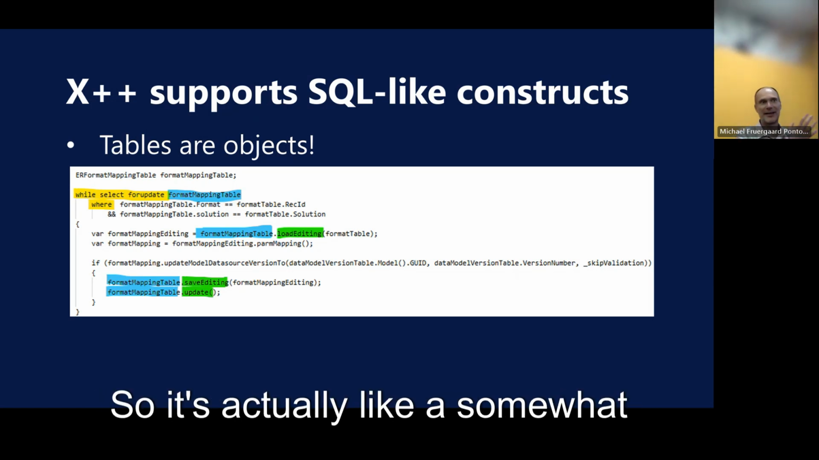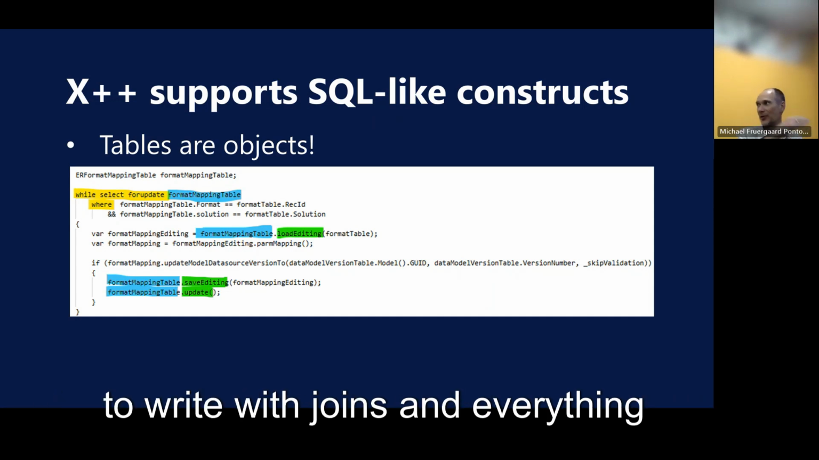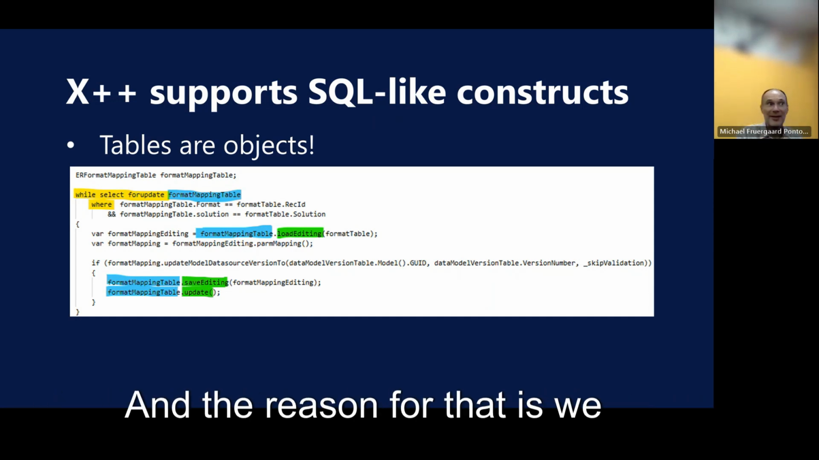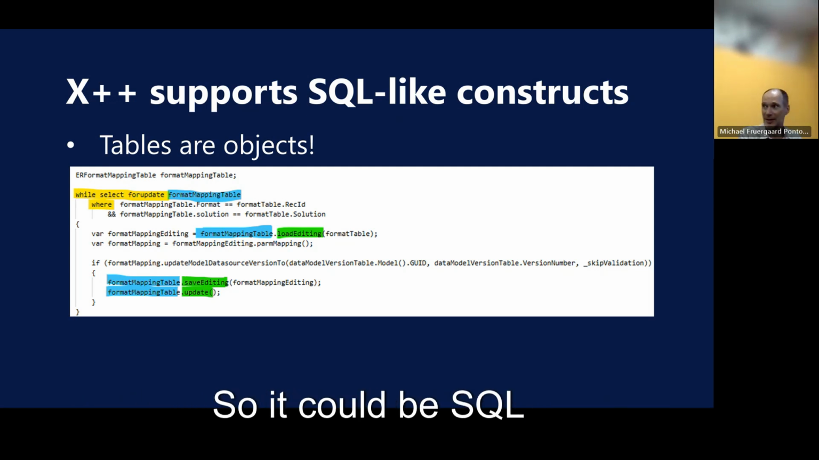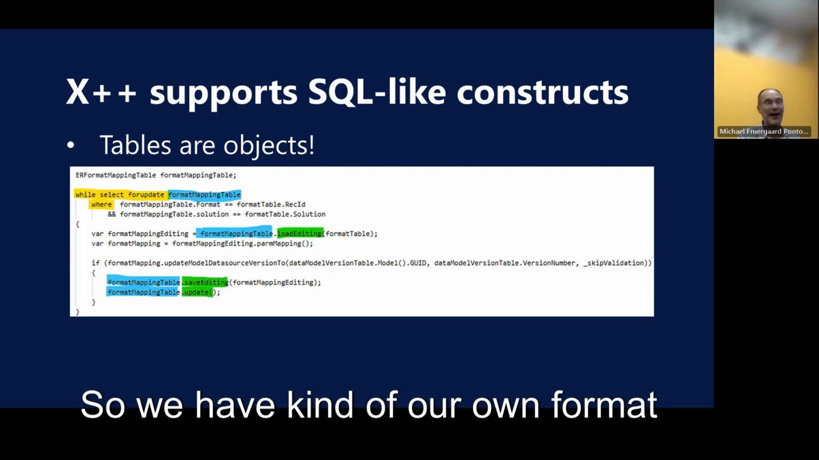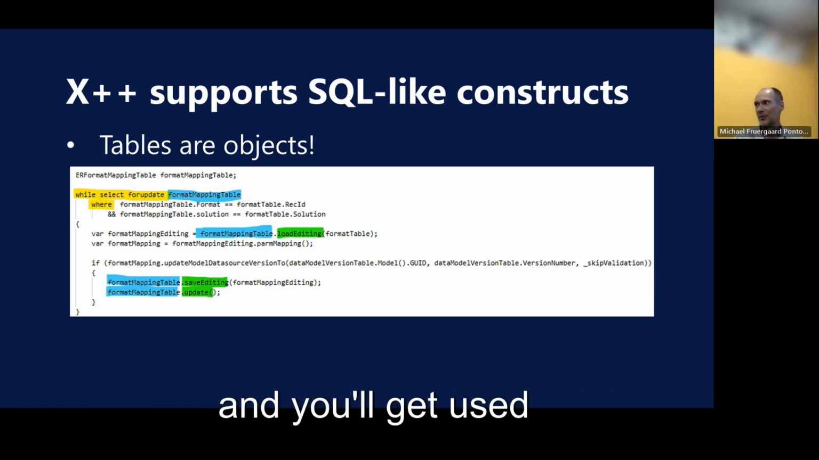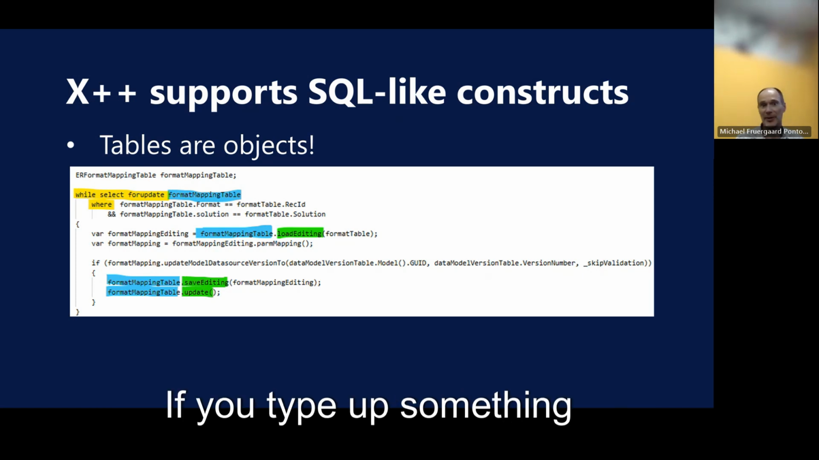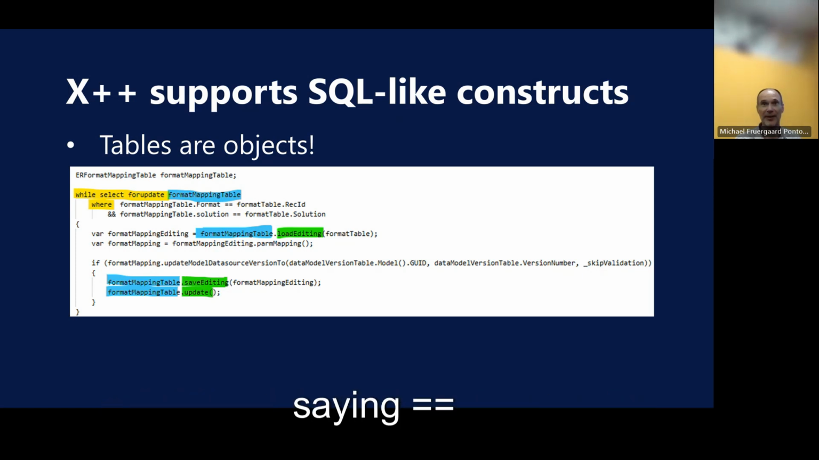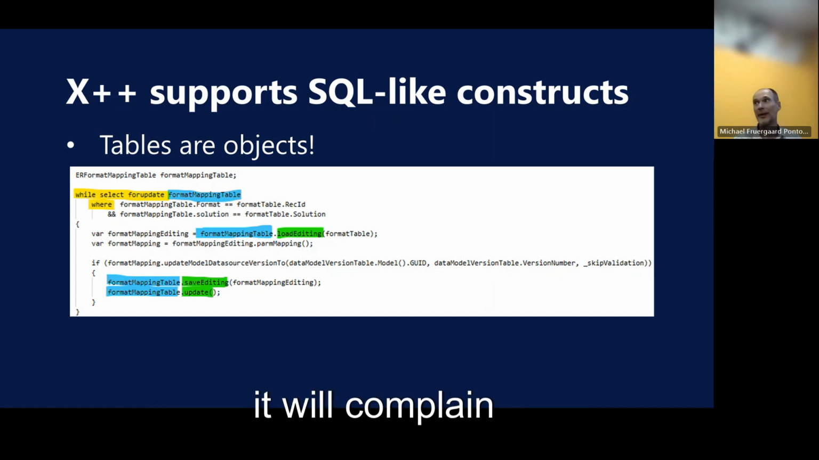It's actually somewhat simpler. T-SQL can be really cumbersome to write with joins and everything, so this is slightly simpler. The reason for that is we had to support, or wanted to support, multiple databases. It could be SQL, Oracle, DB2. So we have our own format here, but it looks very much like SQL, and you'll get used to it. It's very, very simple. And it's fully supported by the compiler. If you type a field that doesn't exist, or you're comparing a string to something that's not a string, a date for example, it will complain.